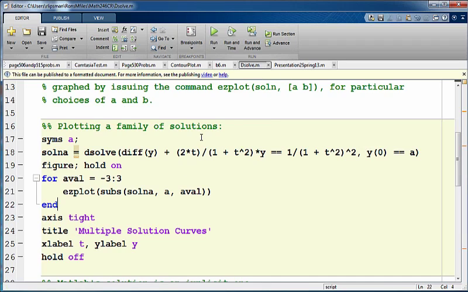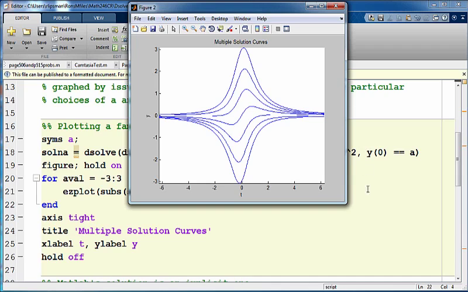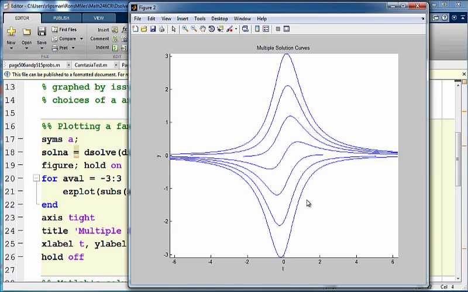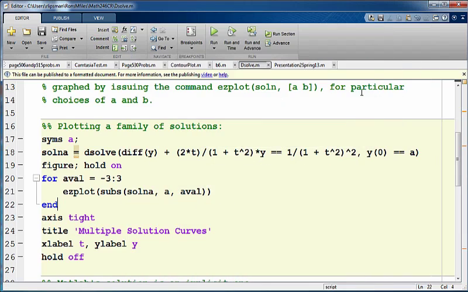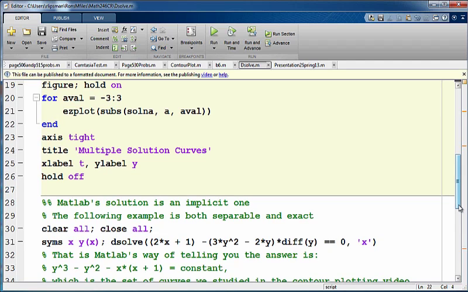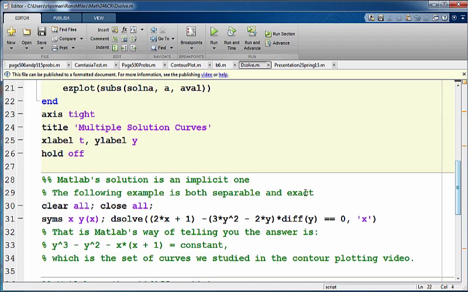And let's see, notice I set up a new figure. If we run it, there's all the graphs. Nice picture. Right, so there's 7 solution curves to the differential equation with 7 different initial values. Okay, now let's go further in this and look at the case where MATLAB's solution is an implicit one.